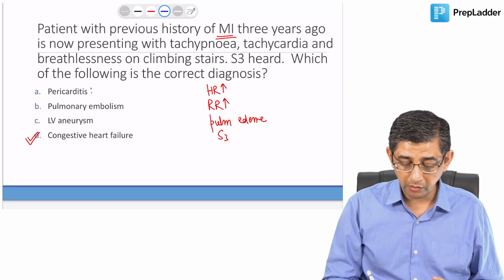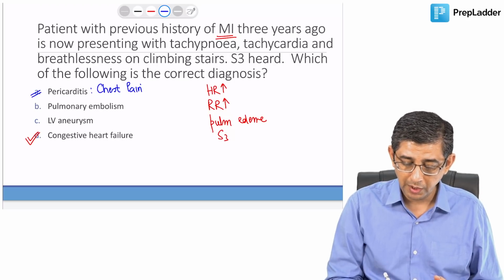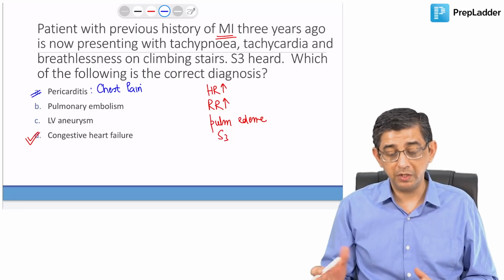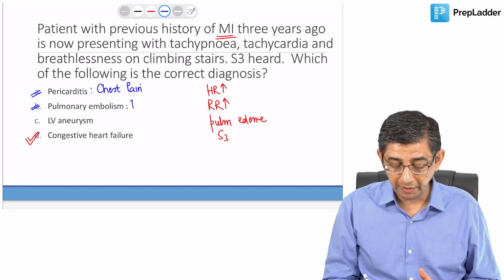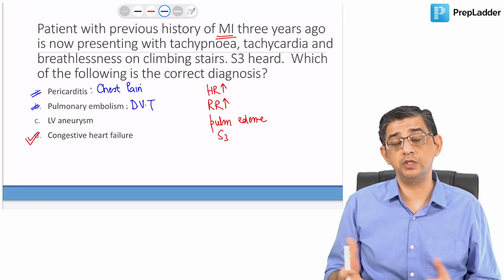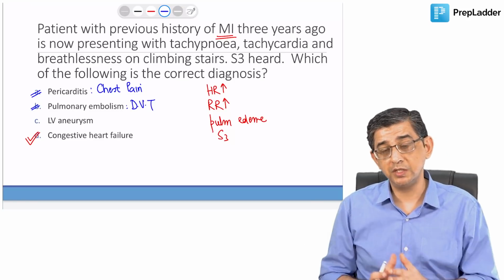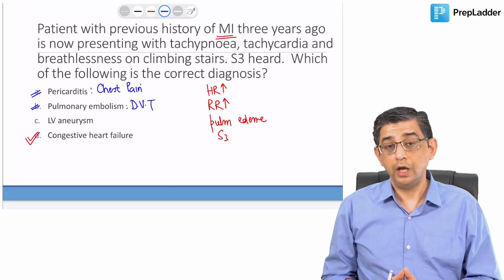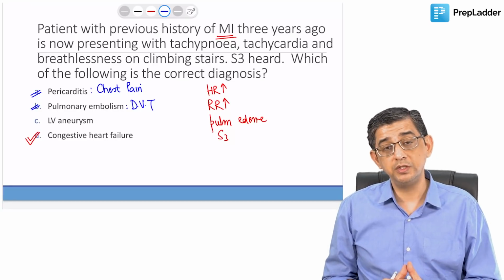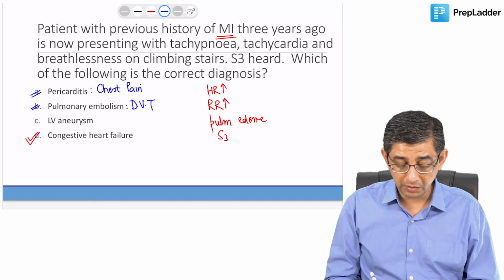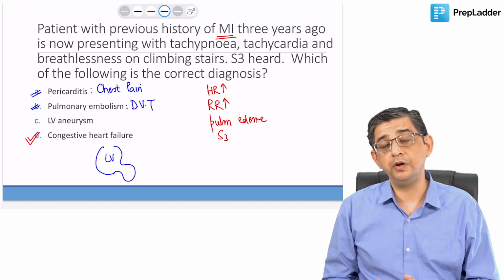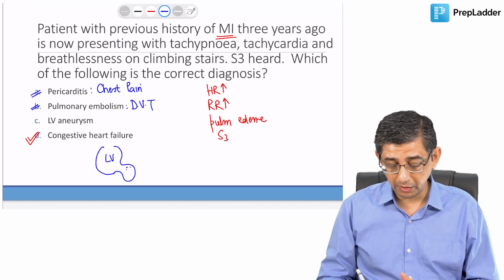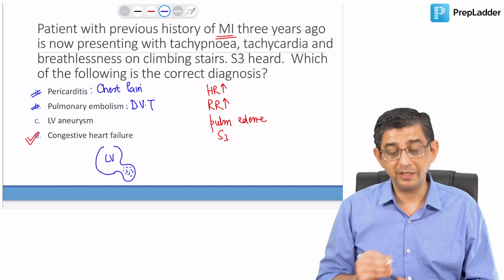Pericarditis, how am I ruling it out? Pericarditis will always have a presentation of chest pain, but in this case, there is no chest pain described. It is rather these examination findings of heart failure that are given. Pulmonary embolism is usually associated with deep vein thrombosis, and in this MCQ, there is no deep vein thrombosis. That is a post-MI scenario. LV aneurysm can be a close differential diagnosis, but the point is, I'll just draw it like this. If this is the left ventricle, there is an aneurysm in the wall of the left ventricle. The presentation of aneurysm is that it can cause clot formation inside the aneurysm.